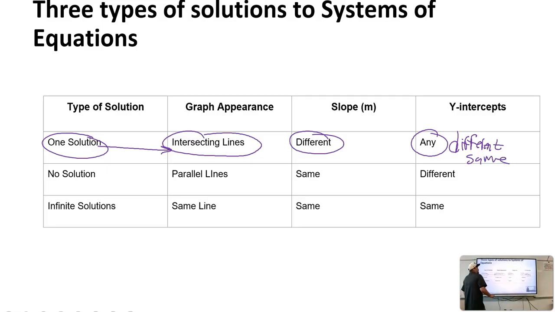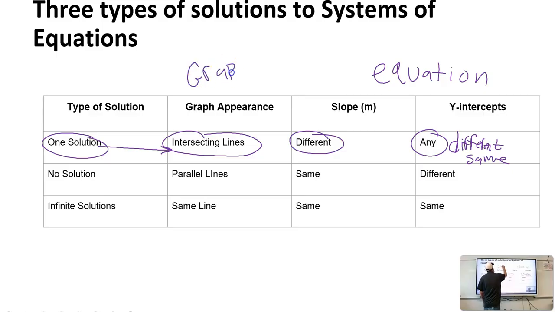Okay, so this is when we're looking at the equation right here. And right here is when we're looking at the graph. So if our solution is going to be no solution, that means the lines are going to be parallel. If you have parallel lines, then that means you have no solution.